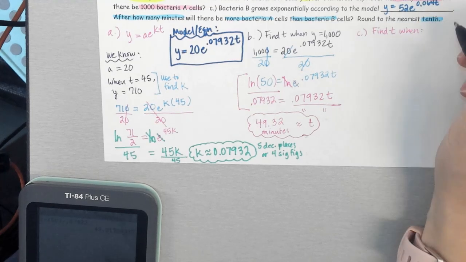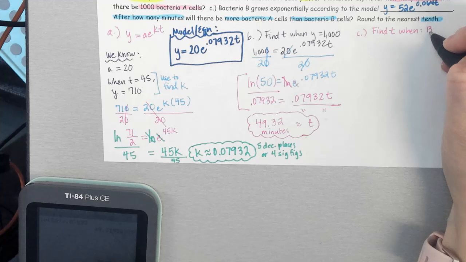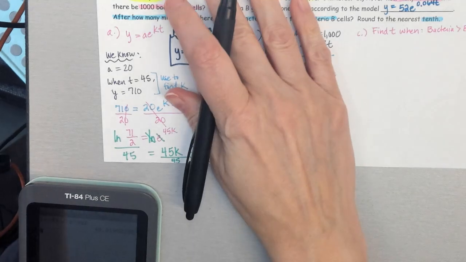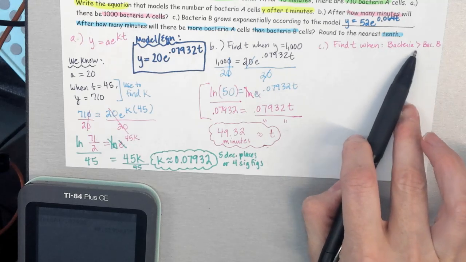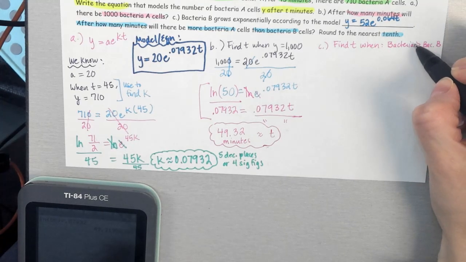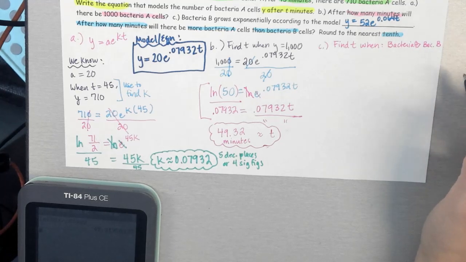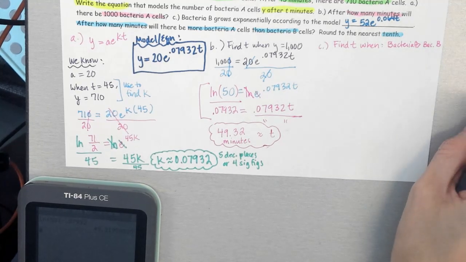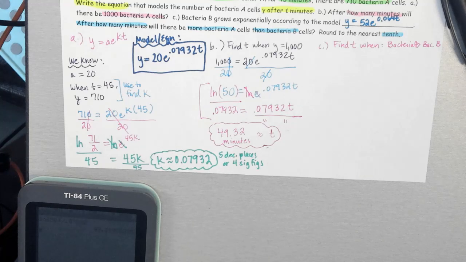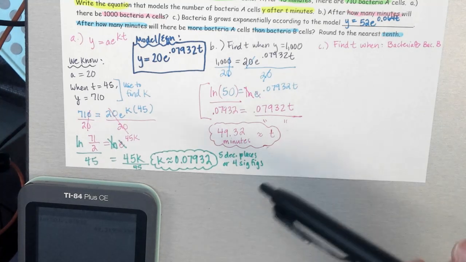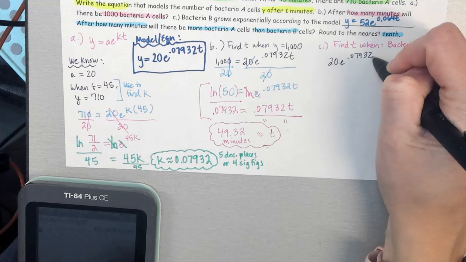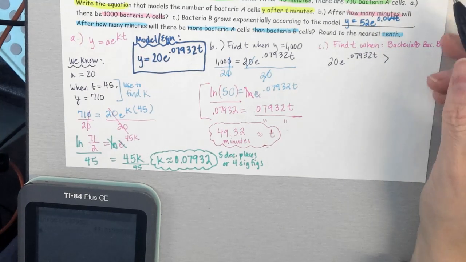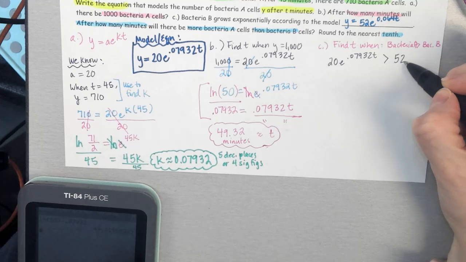Okay, we want to find T when the amount of bacteria A is greater than bacteria B. So we're going to set up an inequality here. We have to find the time when bacteria A is greater than bacteria B. Okay, so the model for bacteria A is 20e to the 0.07932t. So we're going to set that up greater than our model for B.